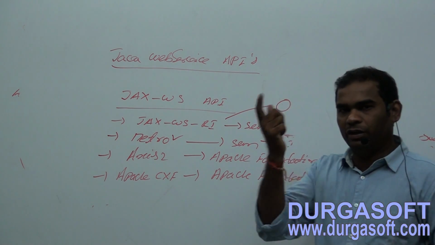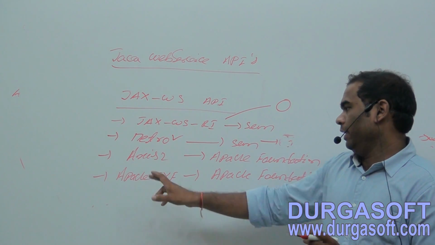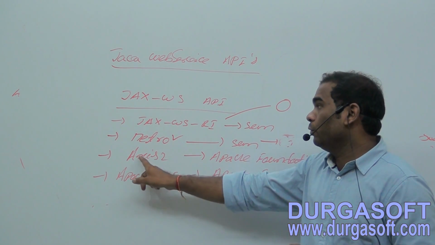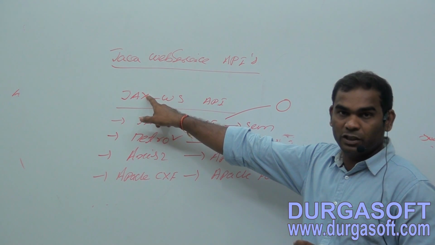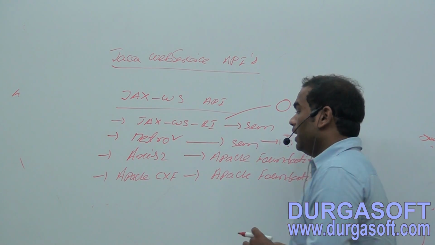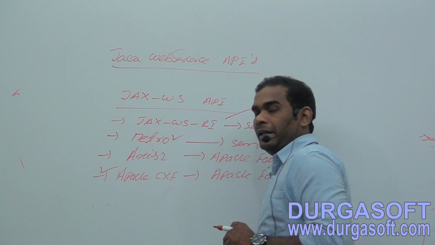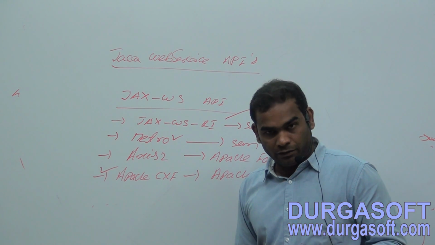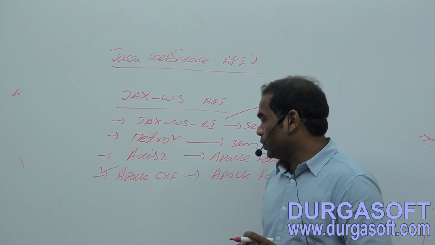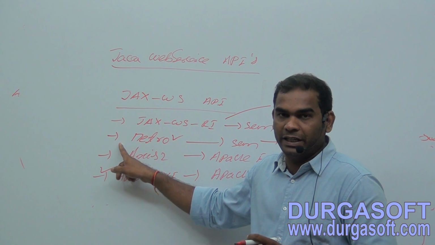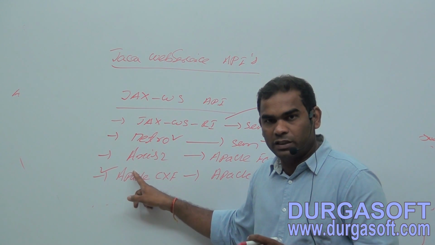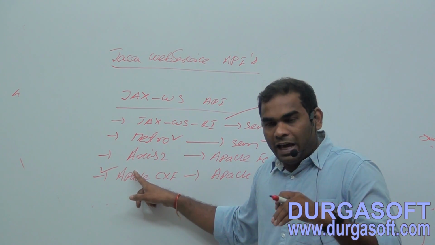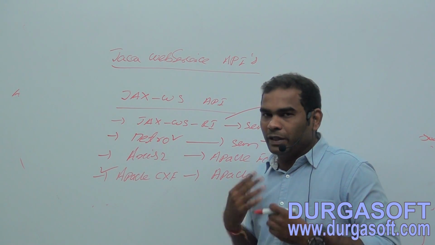Again we have one doubt in our mind: why has the Apache Foundation given two implementations for the JAX-WS specification? Here, Apache CXF can easily integrate with Spring. Access2 does not support Spring integration. Apache CXF supports Spring integration. Access2 will not support Spring integration.